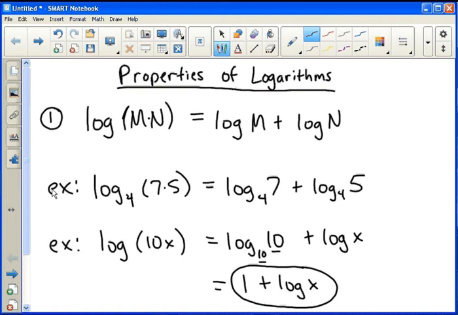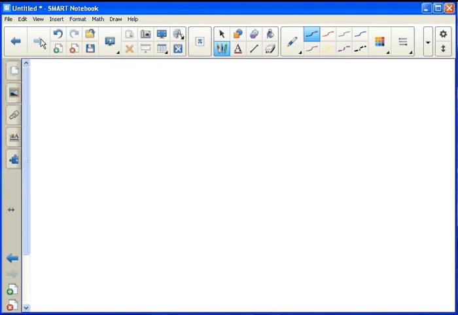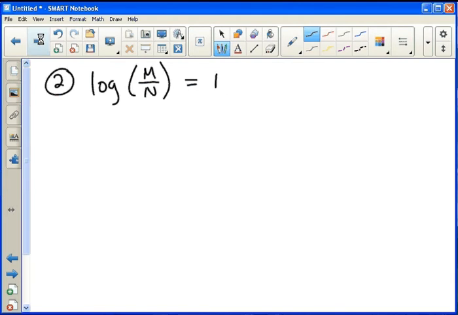The second rule is called the quotient rule, and you can probably guess what it does. Just think about it this way. If I'm allowed to split up multiplying by using addition, then I'm going to be allowed to split up dividing by using subtraction.